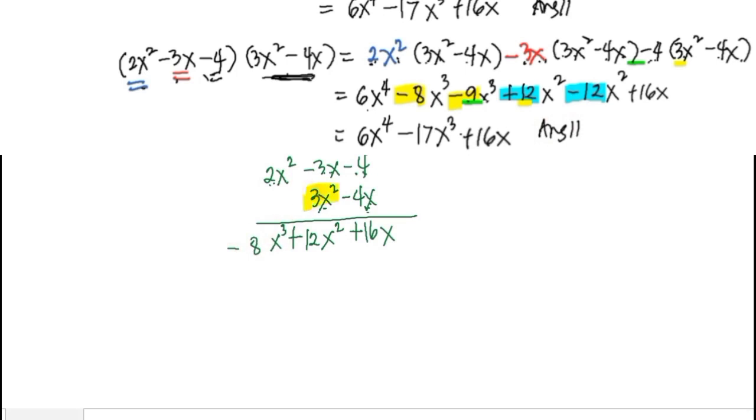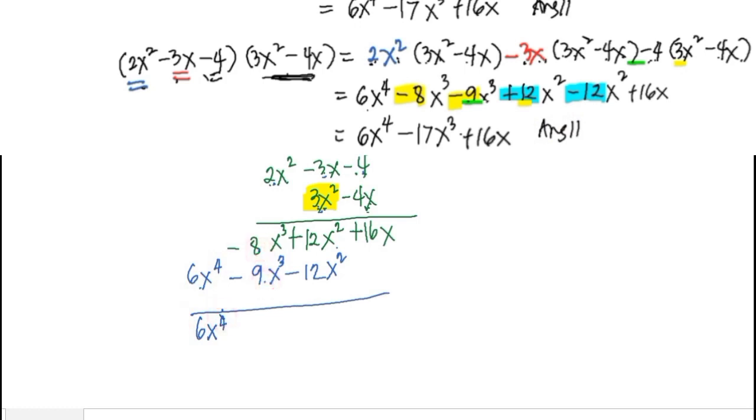And ito naman yung i-multiply natin sa mga terms sa taas. So here, 3x squared times negative 4 is negative 12x squared. So nandito yung x squared, doon natin siya ililinya. And that's negative 12. 3x squared times negative 3x is negative 9x cubed. And this 3x squared times 2x squared, that's 6x to the 4th. So we have here 6x to the 4th.